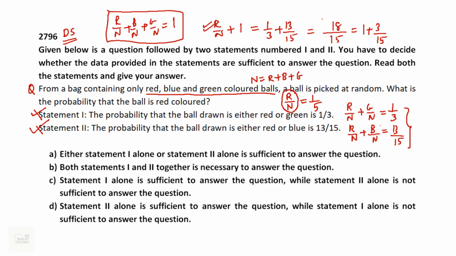And with that, we can find the value of G by N also and B by N also. That means if I combine both the statements together, we are in a position to find the question's answer. Let us see where it is. Option B says both statement 1 and 2 together are necessary to answer the question. I'll go for option B.